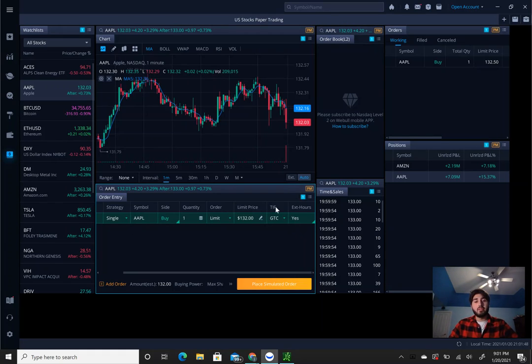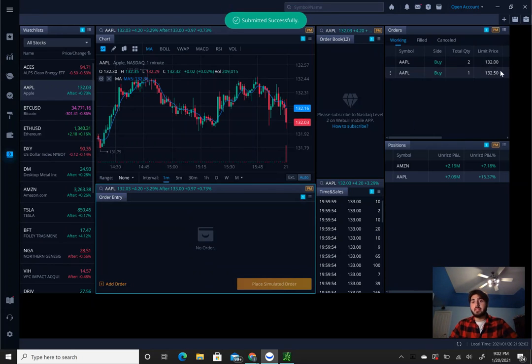So we have everything that we have set out. And all I could do is, let me actually just change it so you can see the difference, because this is 1. So I'll make it 100, or actually 200, or 2, actually. Place simulated order. You just click and then see, there we go. So we have our 2 shares of Apple at 132.